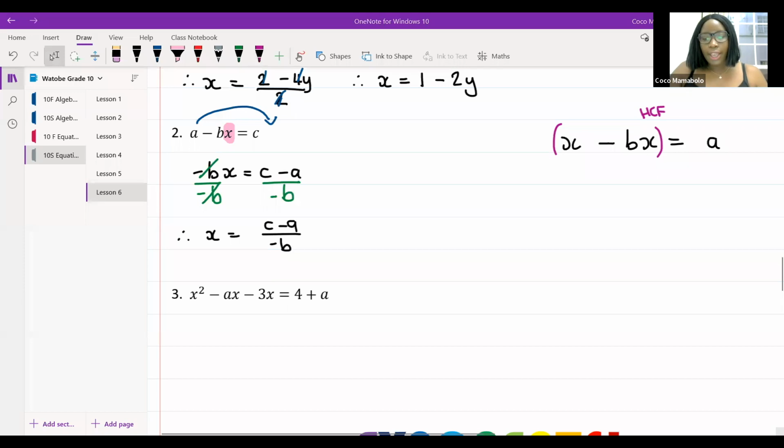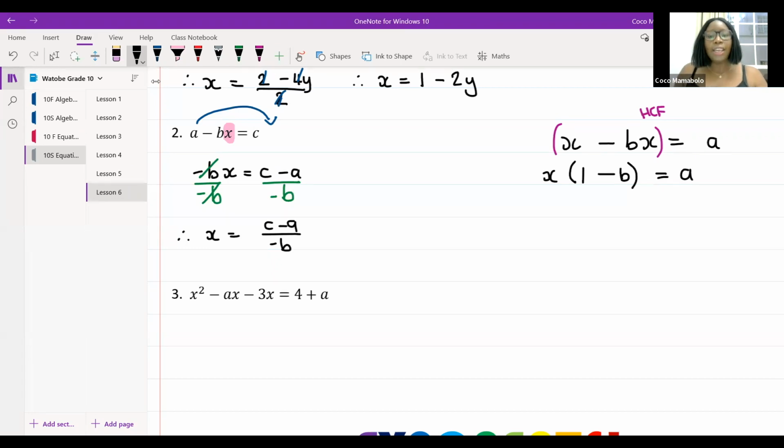Okay. If I had to treat it as an HCF problem, what is my highest common factor? What's my factor that's going to come out? Okay, Tiwa, that's it. I'm going to take X out. If I take X out, what do I have left inside my bracket? Not just B. If I divide X by X, that's it. Don't forget that X divided by X will give me 1, and then negative BX divided by X will give me minus B. All of this is equal to A.